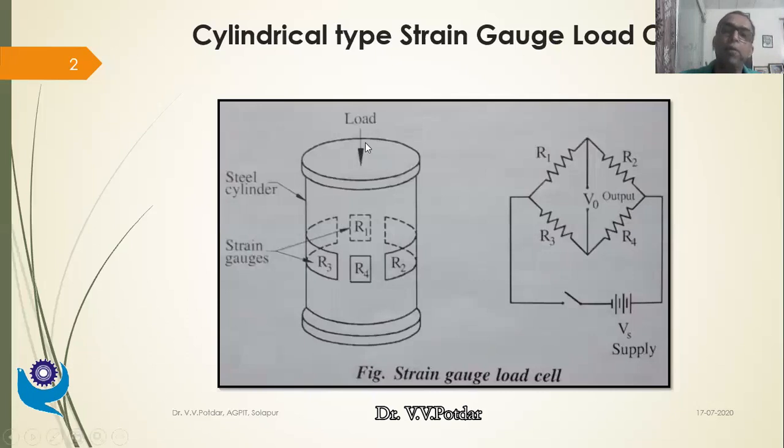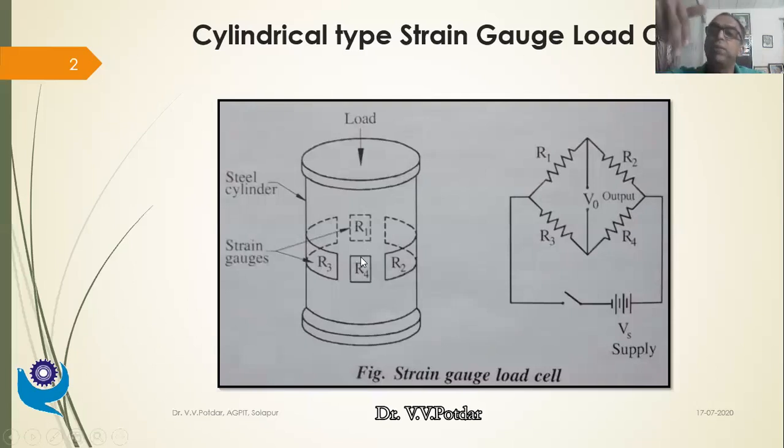Now, when I apply a load, just be attentive a bit. When I apply load, the cylinder will be subjected to compression. This is the longitudinal section and this is the lateral section. When this is compressed, the cylinder will try to expand, so the lateral strain will also be there. When I apply a compressive force, compressive strain will be induced in these longitudinal strain gauges. These strain gauges are longitudinally mounted.